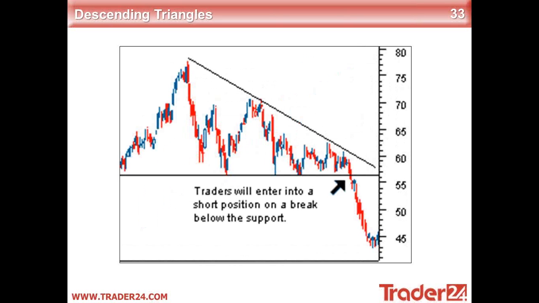All right, so here we have a descending triangle example. Traders will enter into a short position on the break below the support. Okay, so we see it getting broken below the horizontal. It stays there. It thinks about it for a little bit, and this is the point where I'm looking to short it. Same story here. I probably would have had my stop loss level just above the red bearish candle that gets broken through the horizontal line itself.